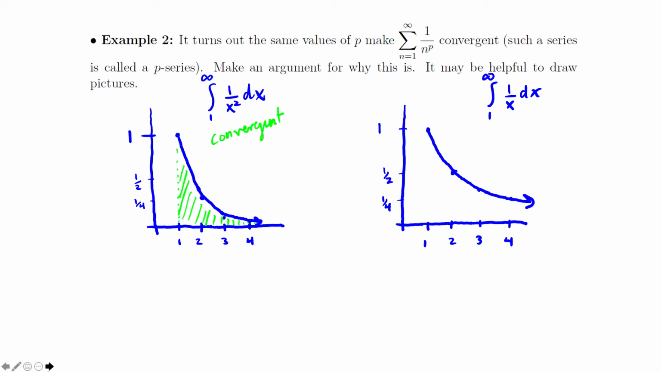Okay, and let's use a different color since it's divergent, right? That sounds bad, so let's make that red. So I know that this red area under the curve is actually infinite, right? This is a divergent situation. Okay, so infinite area here, a finite area there.